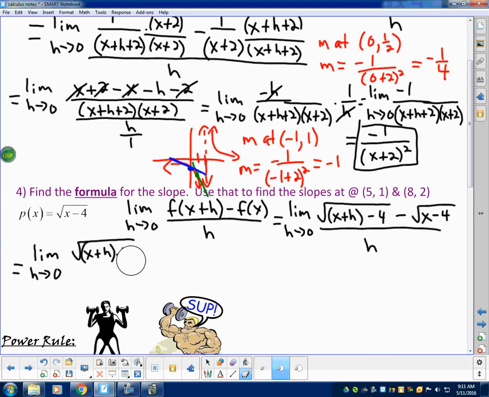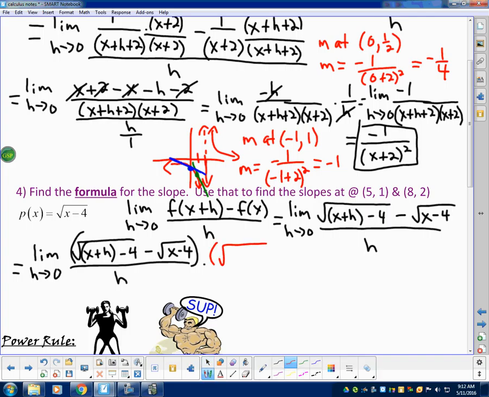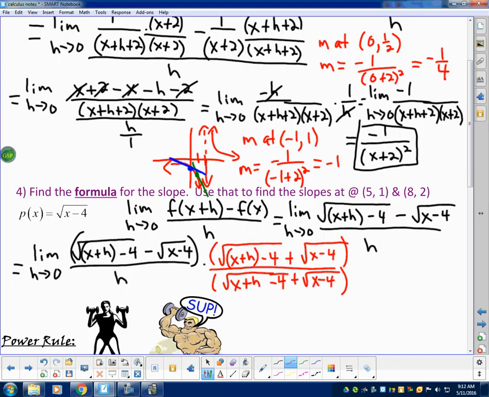And then we'll wrap it up with this. I won't torture you anymore here. So minus 4 minus square root of x minus 4. We're going to put that in parentheses over h, and we're going to multiply that by its conjugate, which is square root of x plus h minus 4 plus square root of x minus 4 over square root of x plus h minus 4, and that's all under the radical, plus square root of x minus 4. So the conjugate is just this same thing with a plus sign in between. What a mess, huh?